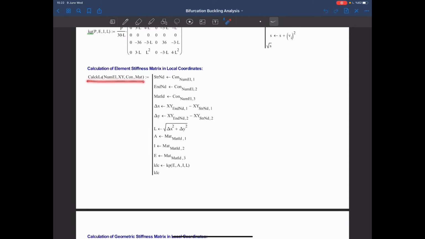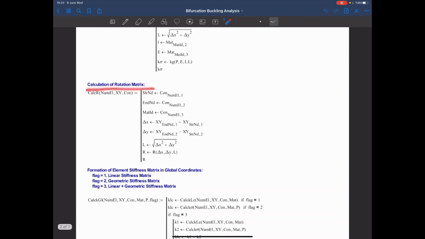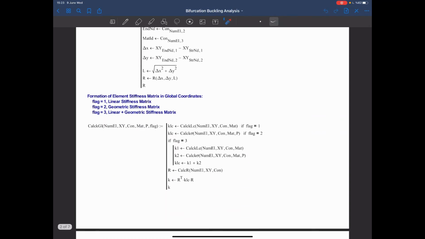Now the local stiffness matrix calculation is no different. So I added another algorithm that calculates the geometric stiffness matrix, but this algorithm of course needs the axial force on a particular member. The rest, you calculate the rotation matrix. So I generated a K global algorithm, and I'm inputting a flag. If the flag is equal to 1, it will give me just the linear stiffness matrix. If the flag is 2, it will just give me the geometric stiffness matrix, and if the flag is 3, it will give me the summation of these two.